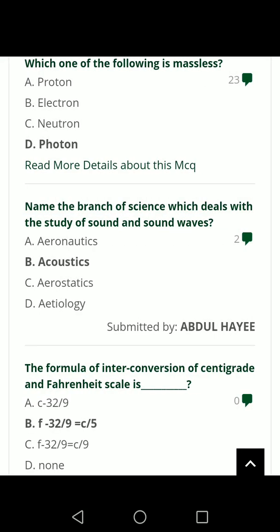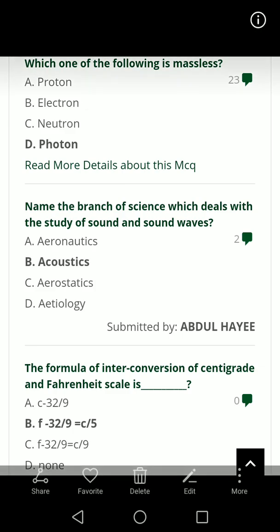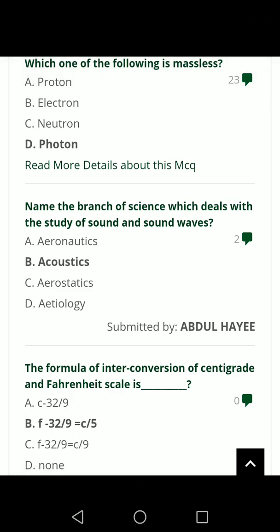Which of the following is massless? Photon is massless. The mass of a photon is 0. Name the branch of science which deals with the study of sound and sound waves. Acoustics. Acoustics is the branch of science which deals with the study of sound and sound waves.